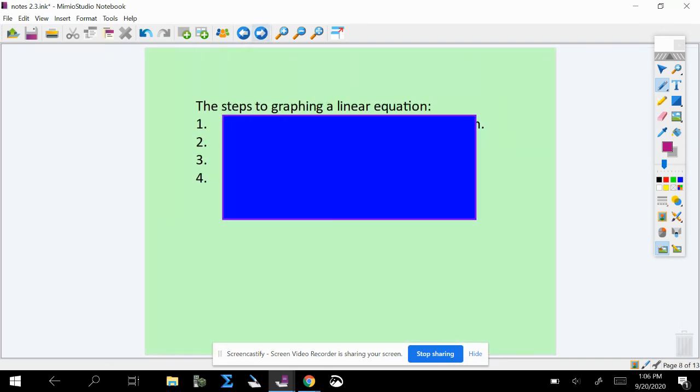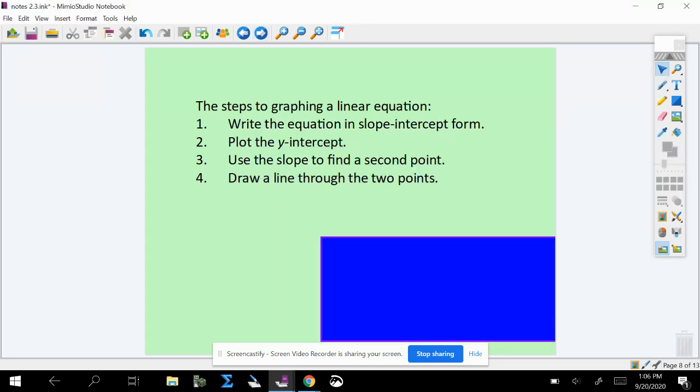So when you're asked to graph a linear equation, there's 4 steps, and if you want to jot these in your notes or take a screenshot, I'm just going to kind of talk you through them. So the first thing you want to do is make sure it's in slope-intercept form. Sometimes they already are, and you can get started right away without any extra work. Sometimes you have to take the steps that we just talked about, getting y by itself, to get it in that form.